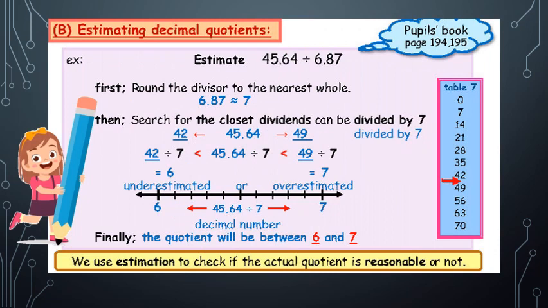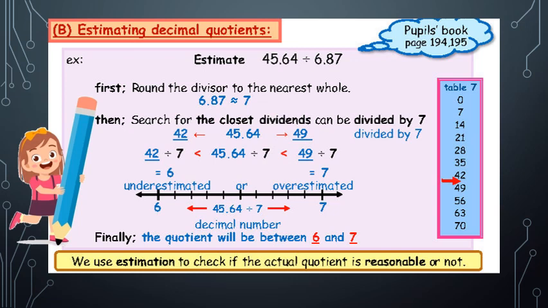Estimate decimal quotient. If we have the exercise 45 and 64 hundredths divided by 6 and 87 hundredths, we want to estimate the answer of the quotient. First, we will take the divisor and round it to the nearest whole. So 6 and 87 hundredths: the 6, its neighbor is 8, a big number, so it will round up into 7.